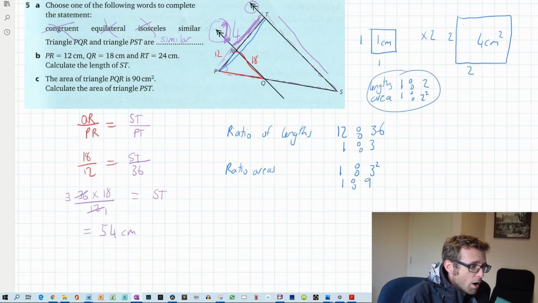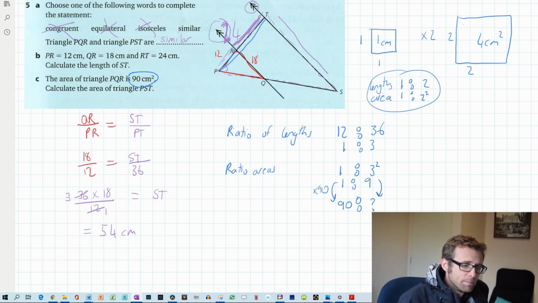Now, the area of PQR, which is the smaller triangle, is 90. So what's the area of the larger triangle, which is PST? So 90 to what? Well, what have I done here? I've times by 90. So I'm going to do the same again. Let's see, 810 should be our result for centimetres squared for that last part.